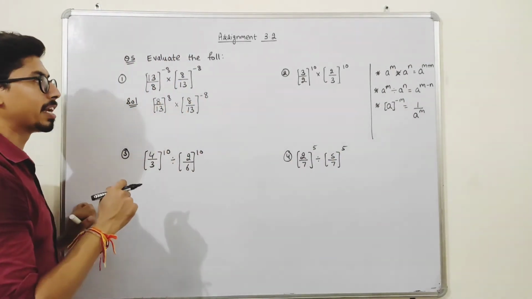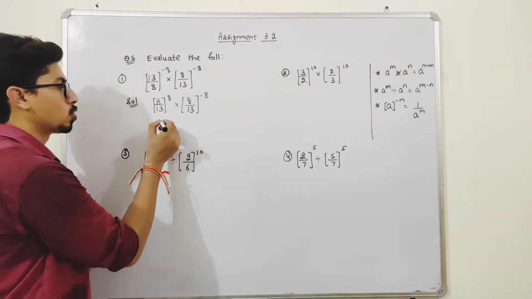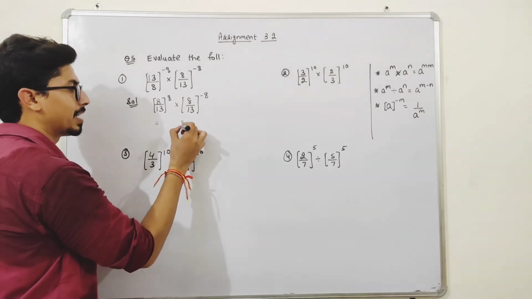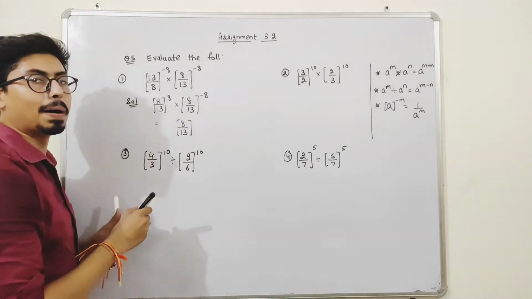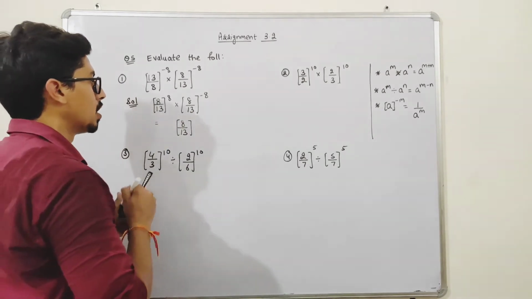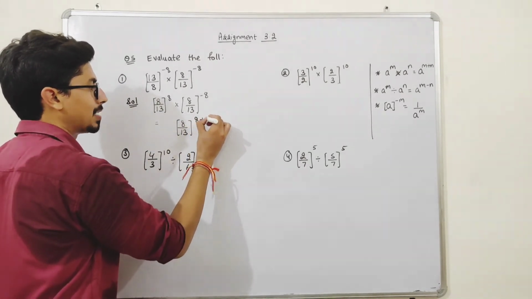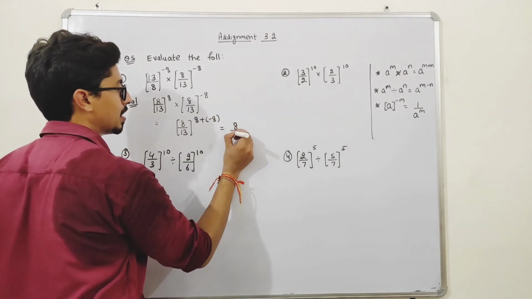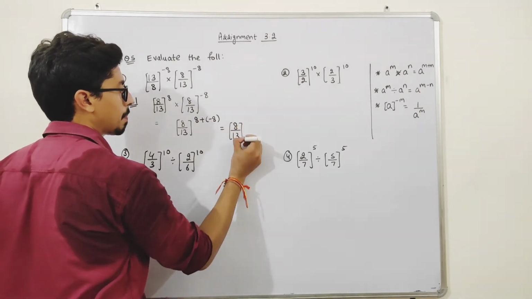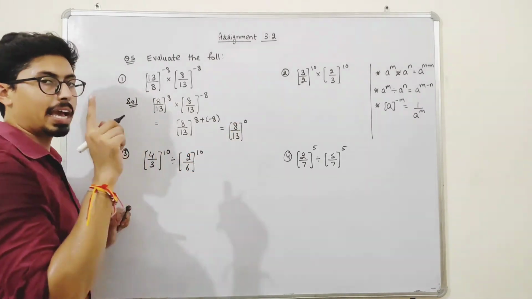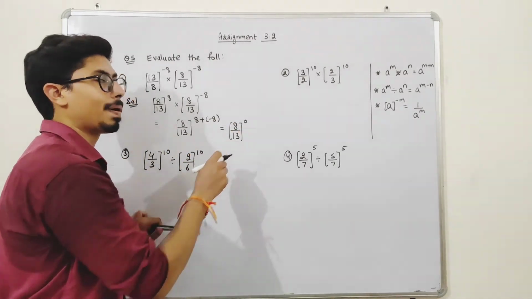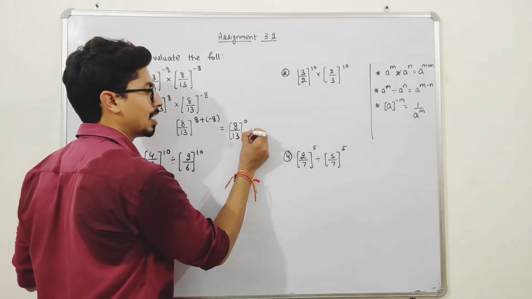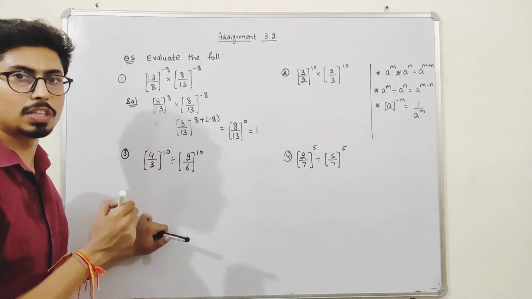And they are in multiplication. So I can just write it like this: 8 by 13, the base as it is, and add the powers. So 8 plus minus 8. It will be 8 by 13 raised to the power 0, and any number raised to the power 0 is 1. This I have already discussed with you.